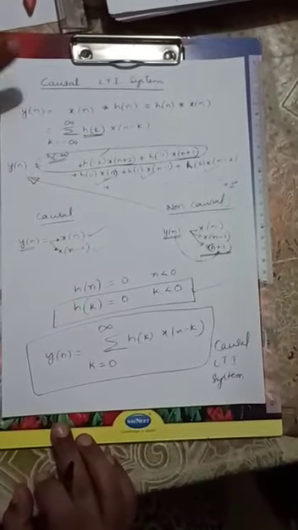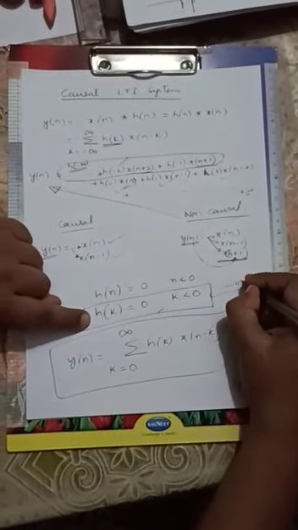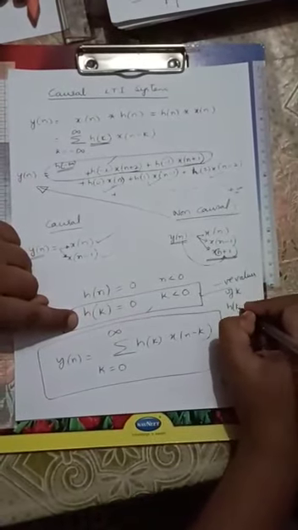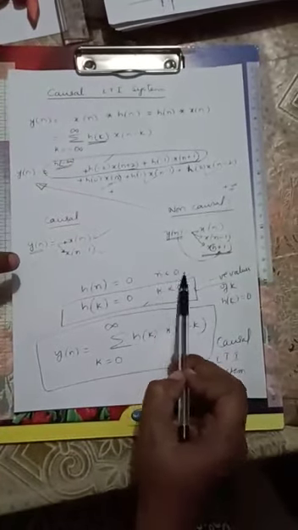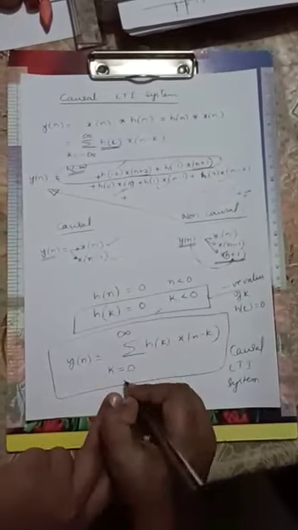I hope you understood. If you want your LTI system to be causal, then your h of k term should be equal to 0 for k less than 0. That means for all negative values of k, h of k should be equal to 0. You can define it in terms of k or in terms of n. That is, for negative values of n, h of n should be 0. Only h of k or h of n exists from 0 to infinity. That's why we have written the sum from 0 to infinity.